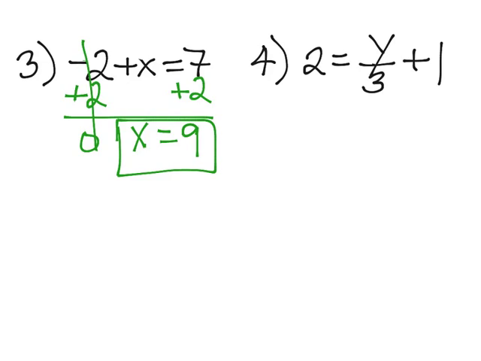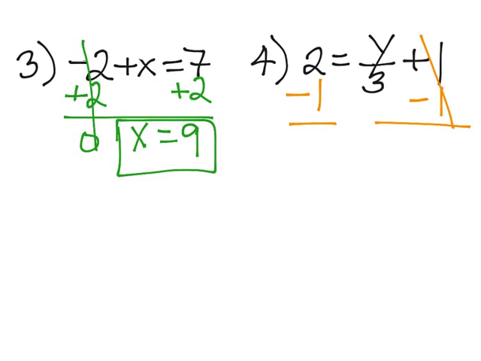So number 4. Now we're on a two-step equation. So we have two things that are happening. We have this division sign and we have this addition sign. This is where inverse order of operations is a big deal. So we need to do the opposite. We always do adding and subtracting first. So since it's adding, we do the opposite and we subtract 1 from both sides.